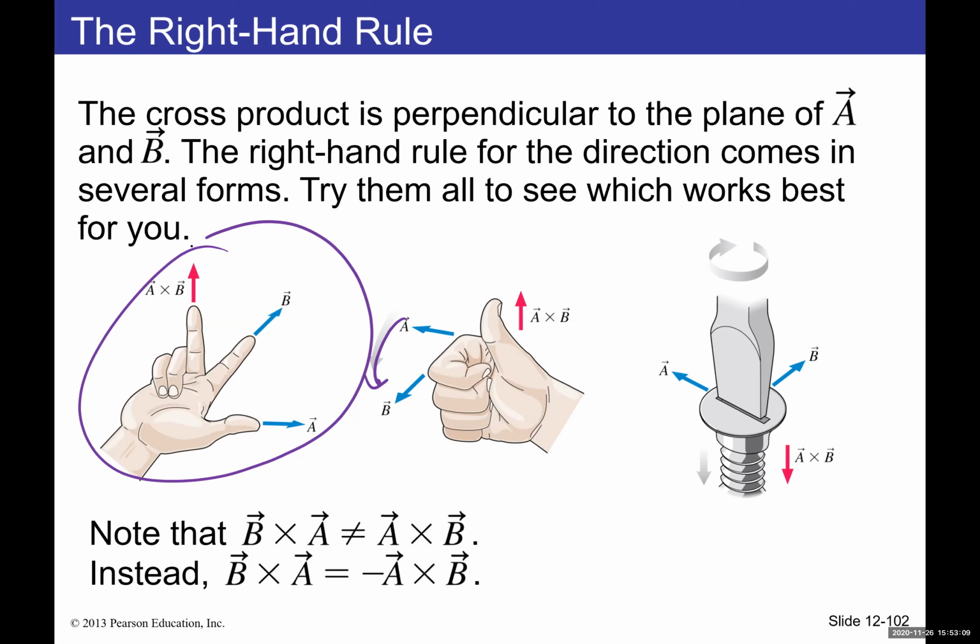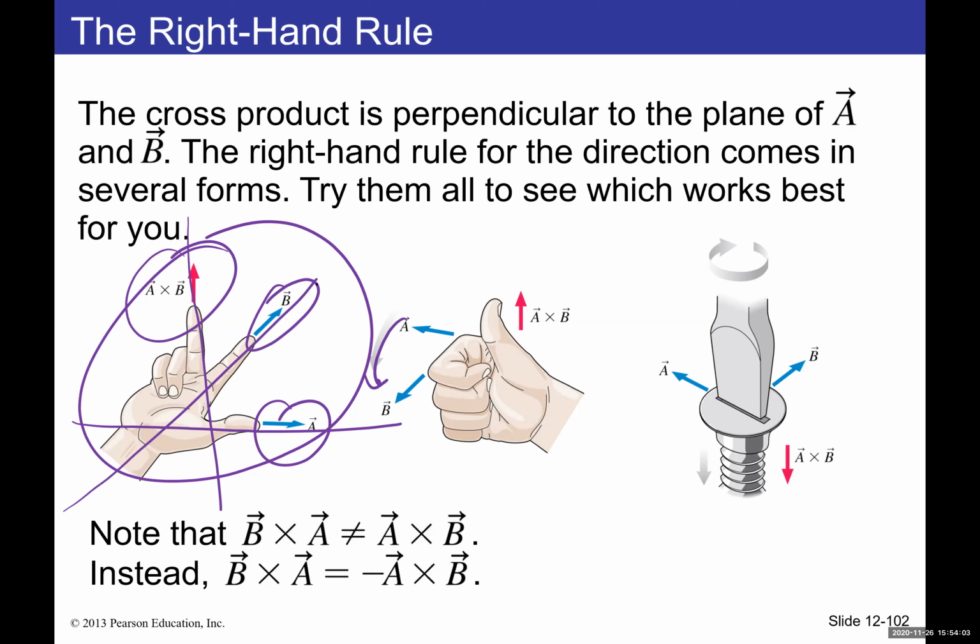Or you can use this version, which I don't use, but you can use it. For example, your thumb is the vector A, the first vector. Then your index finger is in the direction of the vector B, which is the second vector. Then your middle finger will give you the direction of the resultant. Okay, so A cross B: first vector, second vector, and then this is the resultant.